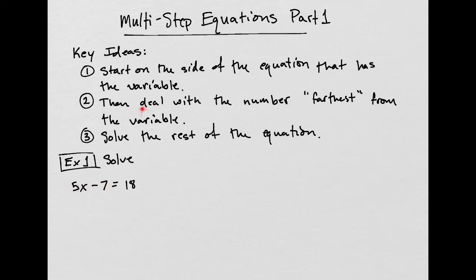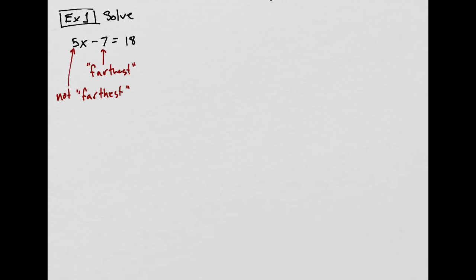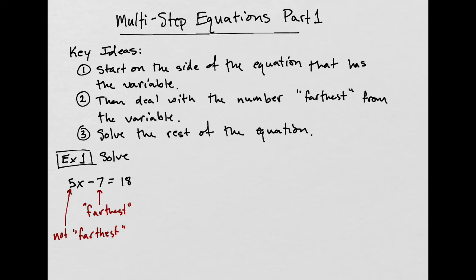Okay, what's step 2? Then deal with the number farthest from the variable. So this is the variable. 5 is really close to the variable. This minus 7, that's the farthest away. That's what I'm going to consider farthest away. So maybe you can write that down. I will rewrite the equation and solve it from there. So first, start on the side of the equation that has the variable. Deal with the farthest away first. So we're going to deal with that 7 first.